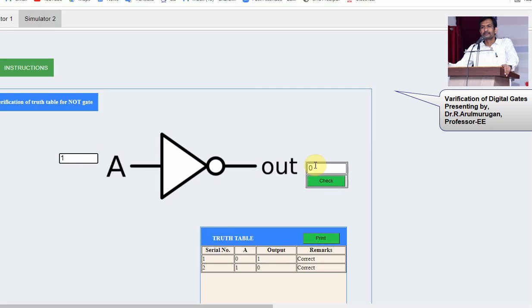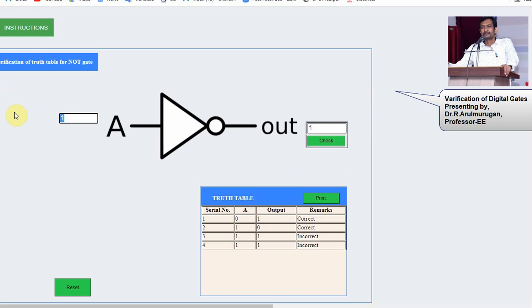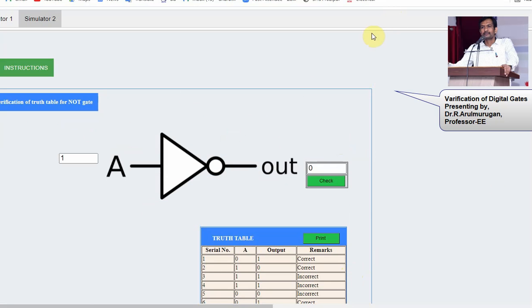Suppose 1 1, never, incorrect statement. 0 0, I am giving 0 and the output is 0? Incorrect. No, it is just opposite. 0 means the output is 1. 1 means the output is 0. That's all. So this is about the NOT gate.